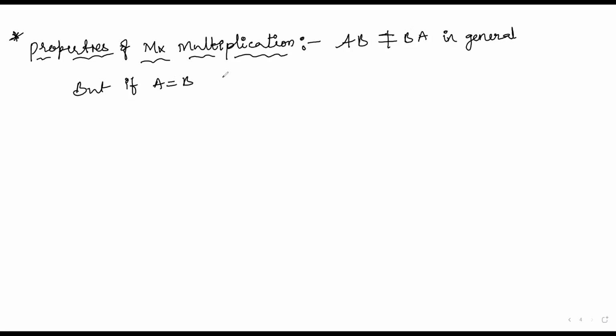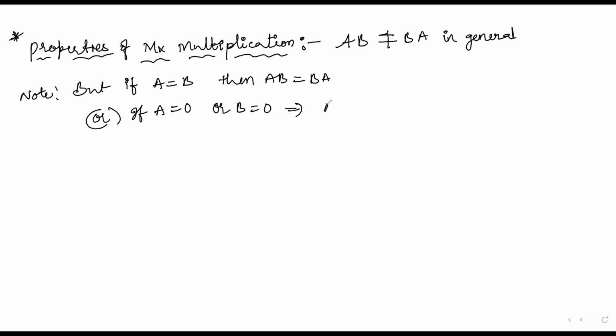If A equal to B, then AB equal to BA. Or if A is 0 matrix or B is 0 matrix, automatically AB equal to BA equal to the 0 matrix you get. Here also AB equal to BA. Some specific cases are there, some other cases also you may get. So, in general, they are not equal.